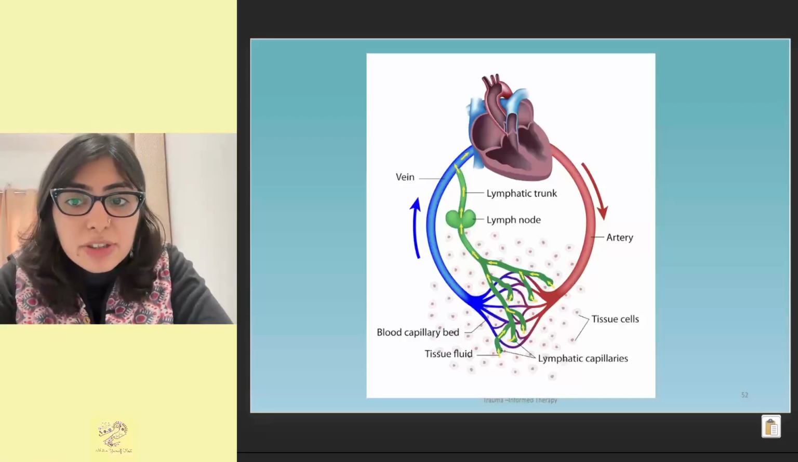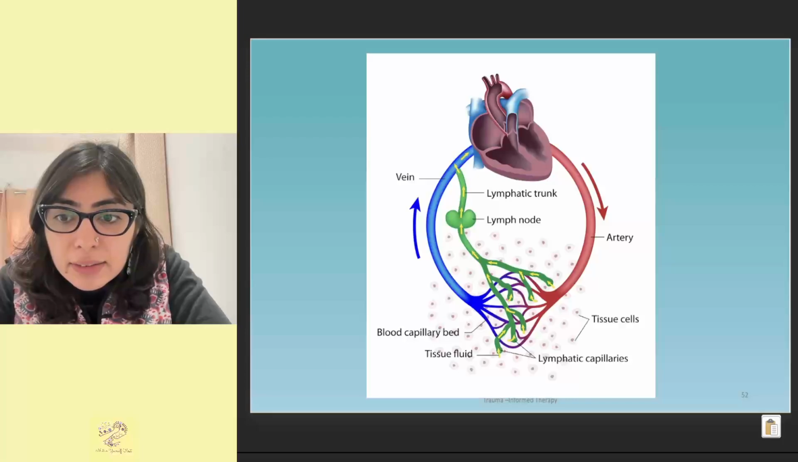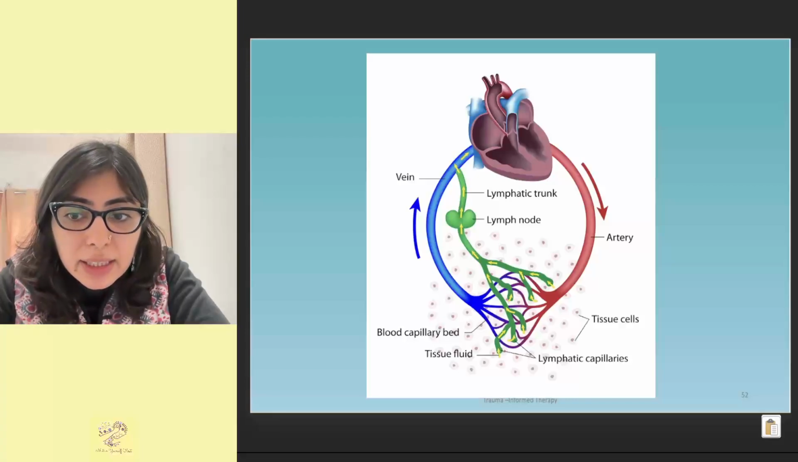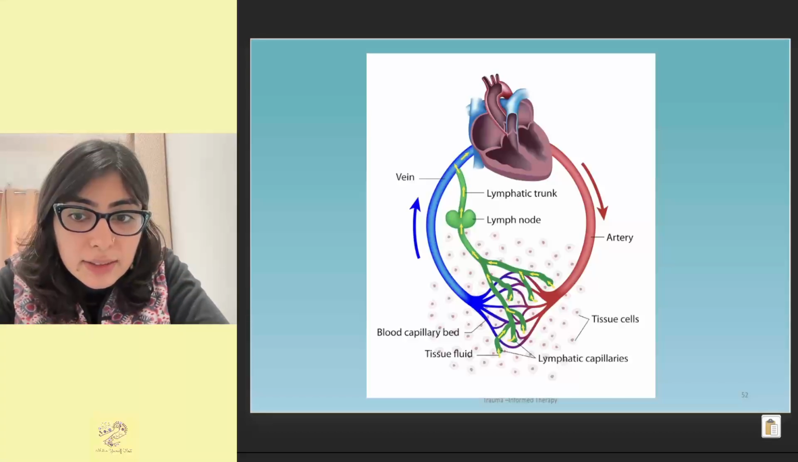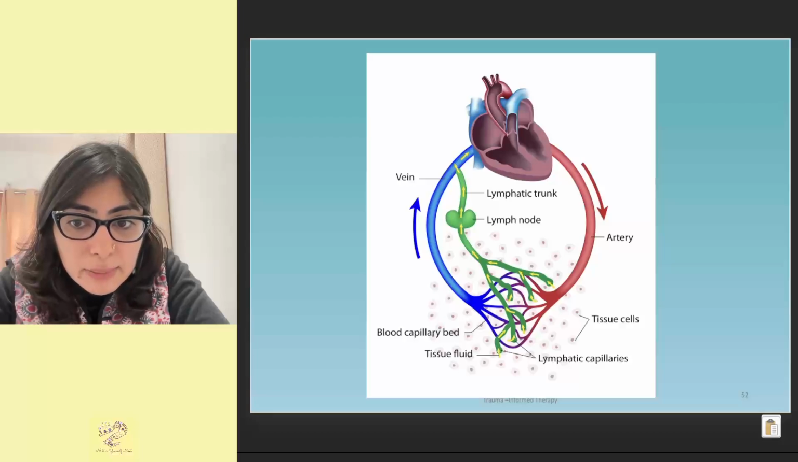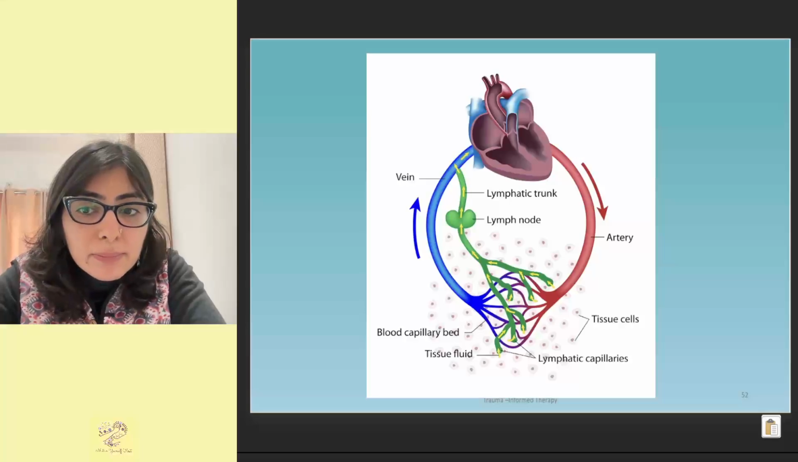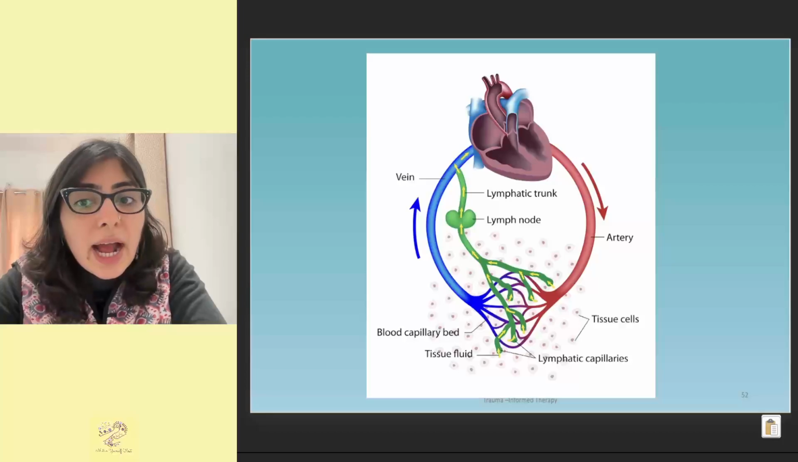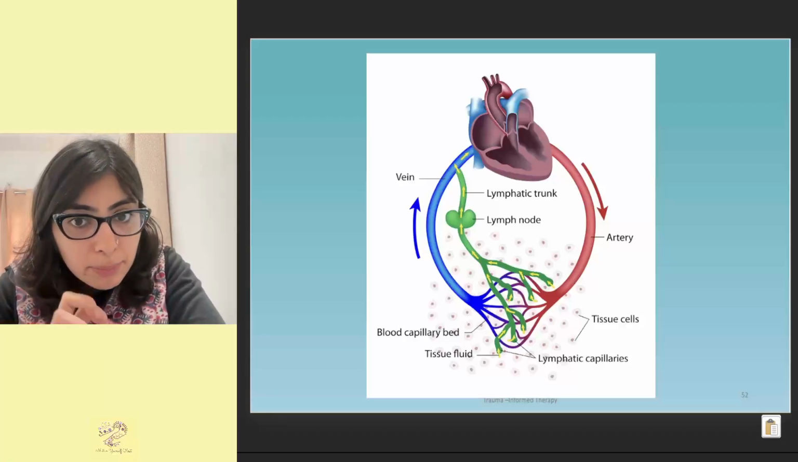Can you just see the picture first? There is this pipe called lymphatic trunk, this ball-like structure called lymph node, and then these thin pipe-like structures again called lymphatic capillaries. All right. So there is something labeled as tissue fluid, and these are tissue cells. When the arteries are giving the good blood, the tissue cells are absorbing it, and the veins are absorbing the remaining leftover waste impure blood.